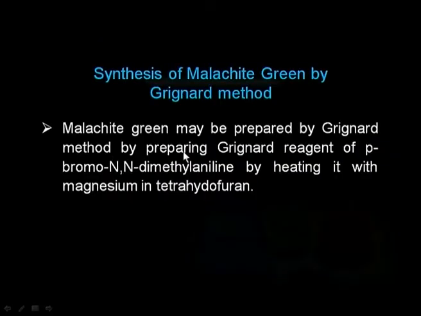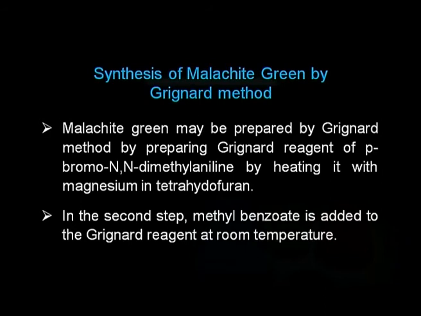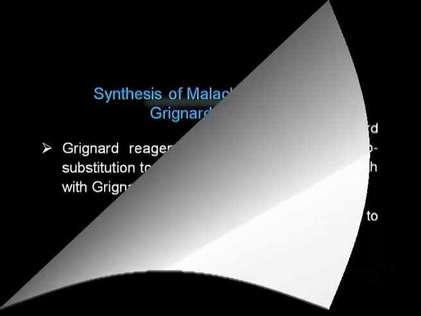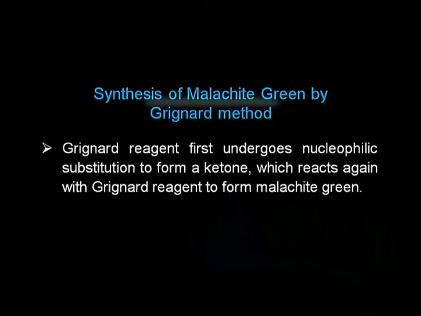We will now discuss another synthesis of malachite green by using Grignard reagent, and this is called Grignard method for the synthesis of malachite green. Malachite green may be prepared by Grignard method by preparing Grignard reagent of para-bromo N,N-dimethyl aniline by heating it with magnesium in tetrahydrofuran. In the second step, methyl benzoate is added to the Grignard reagent at room temperature. Grignard reagent first undergoes nucleophilic substitution to form a ketone, which reacts again with Grignard reagent to form malachite green.